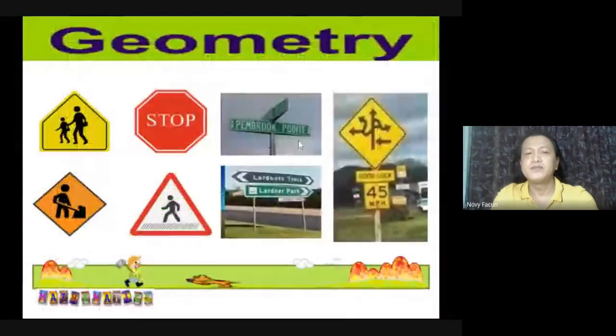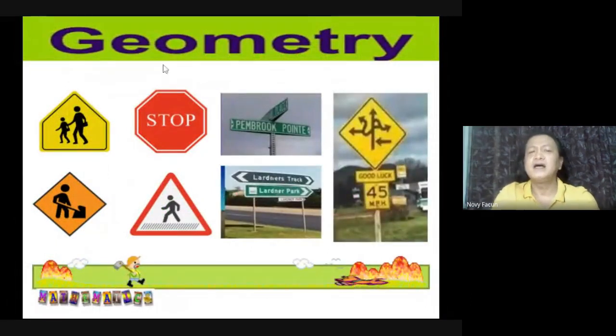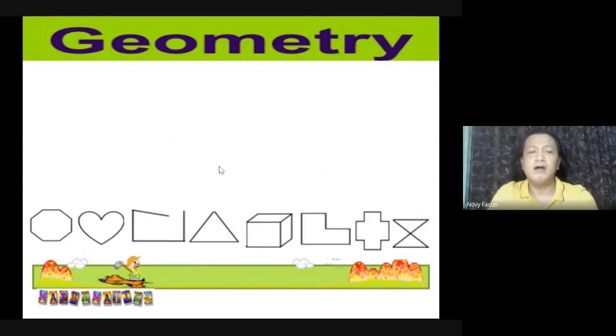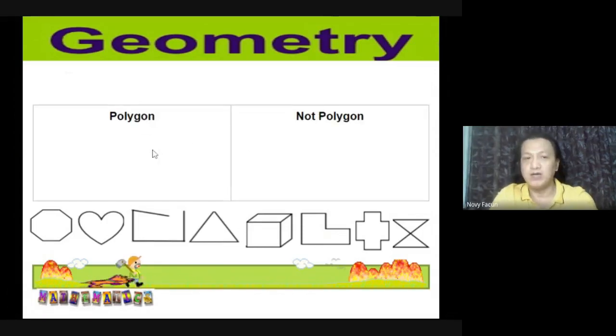So, with that, meron tayong mga symbols. Specifically, these objects are examples of polygon-shaped street signs. Madalas natin yan nakikita sa ating paligid or paglabas ng ating bahay. So, ibig sabihin lahat ng mga polygons can be seen. And with that, there are different objects or shapes. So, we are going to distinguish or identify natin kung sino dito ang polygon or not polygon. So, first object natin, saan kaya ito kabilang?